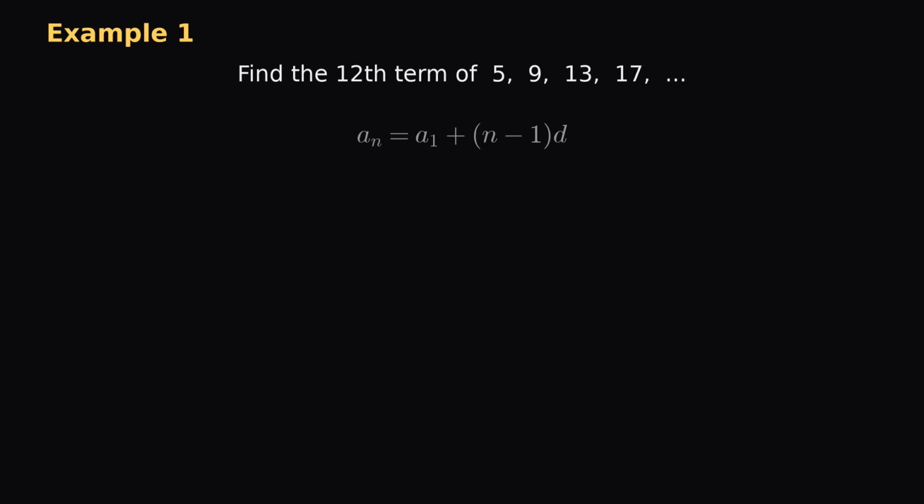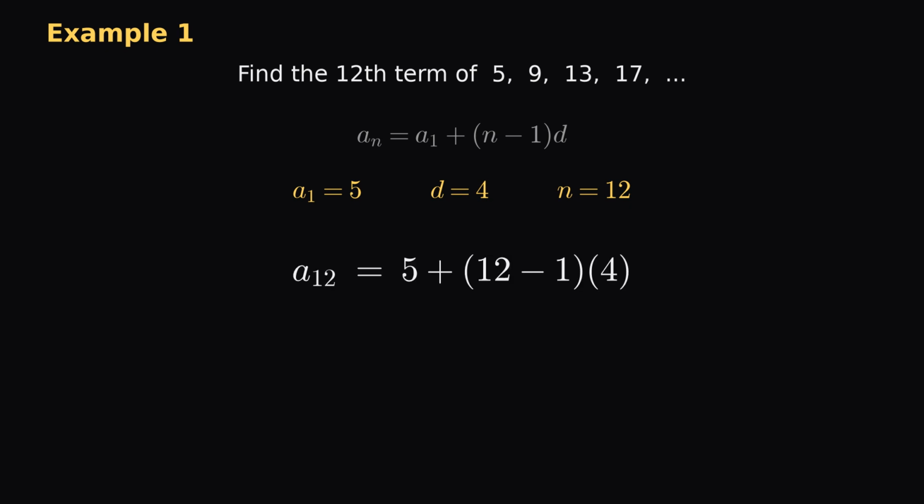Start by writing down what you know. The first term is 5, so a sub 1 is 5. The common difference is 4. And we want the 12th term, so n is 12. Substitute those in. 5 plus (12 minus 1) times 4. 12 minus 1 is 11. 11 times 4 is 44. 5 plus 44 is 49.